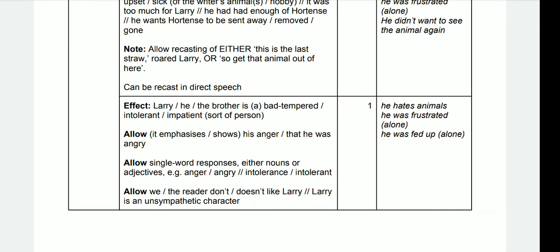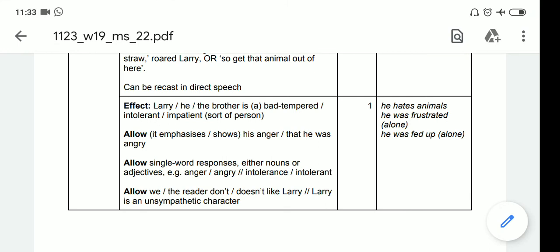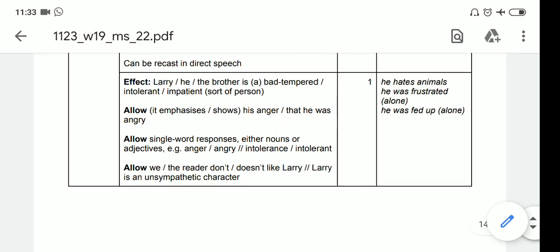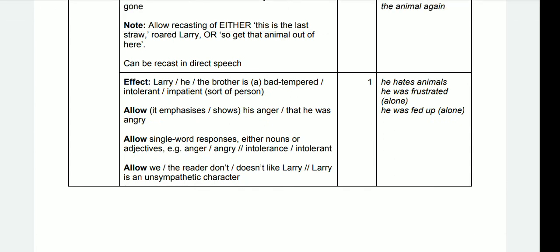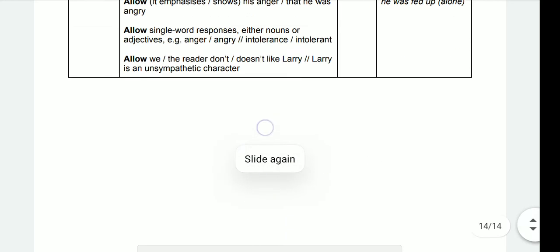Single-word responses, either nouns or adjectives, are simple: anger, angry, intolerance, or intolerant. Another allowed answer is that we, the readers, don't like Harry, like Larry. Larry is an unsympathetic character. So this you will do according to the marking scheme. Give the meaning and give its effect.